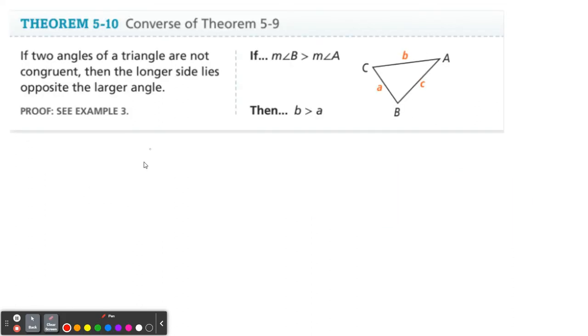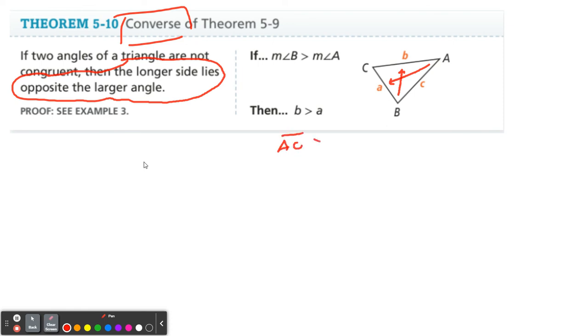So officially speaking, the converse of Theorem 5.9, which is Theorem 5.10, says that if two angles in a triangle are not congruent, then the longer side lies opposite the larger angle. So again, in this picture, angle B is bigger than angle A, so the side opposite of B, which is side b, is bigger than the side opposite of A, which is side a. And again, you could use the letters too, so the length of AC is greater than the length of BC.